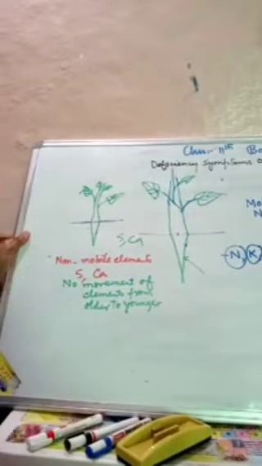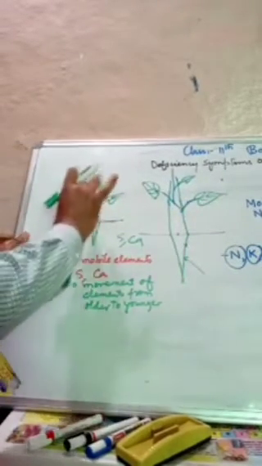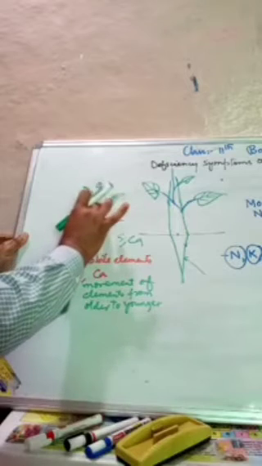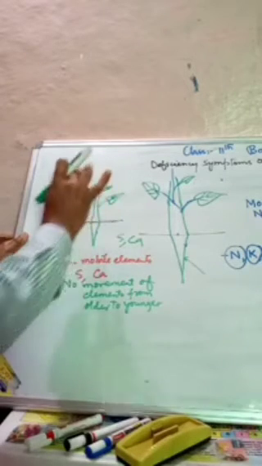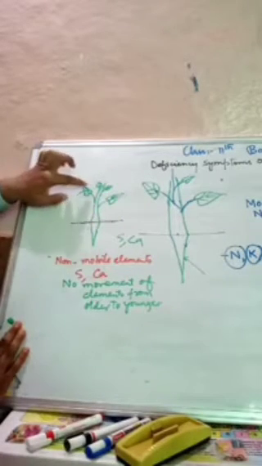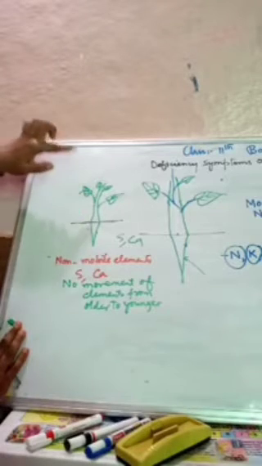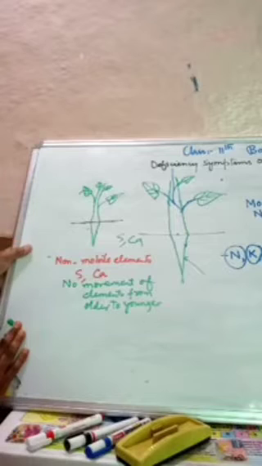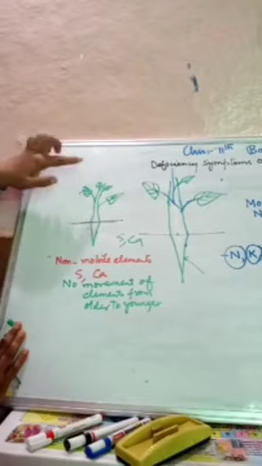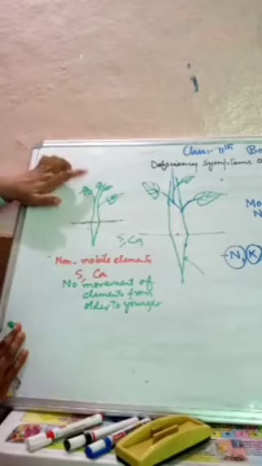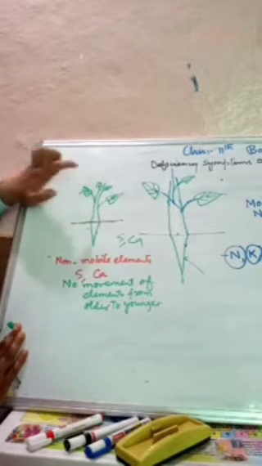While in the case of non-mobile elements, they do not move. When there is a deficiency of these elements in the soil, the elements do not move from the older to the younger parts. So here the deficiency first arises in the younger parts, then in the older parts.